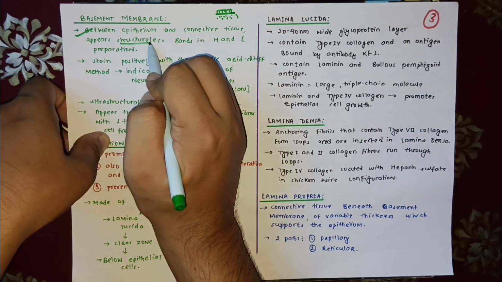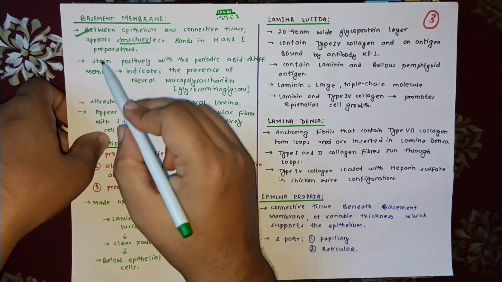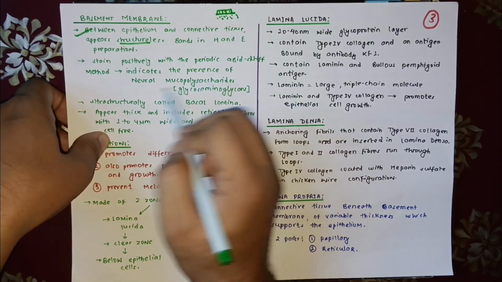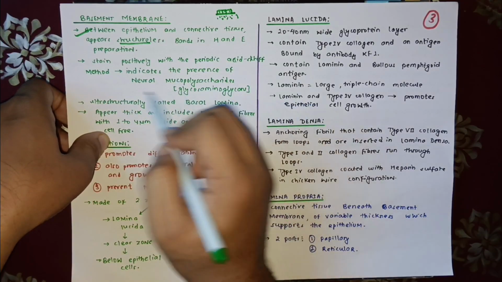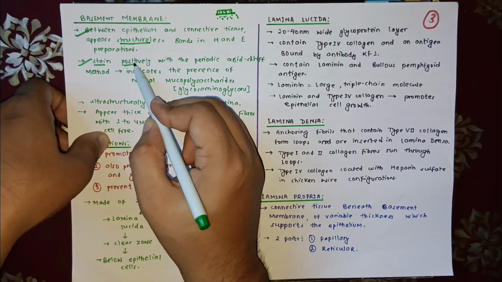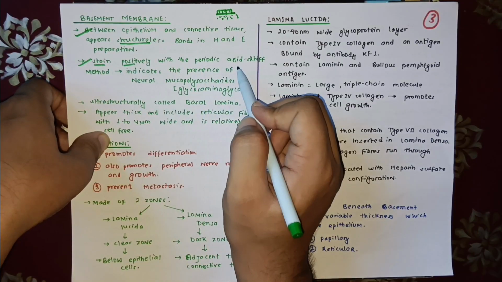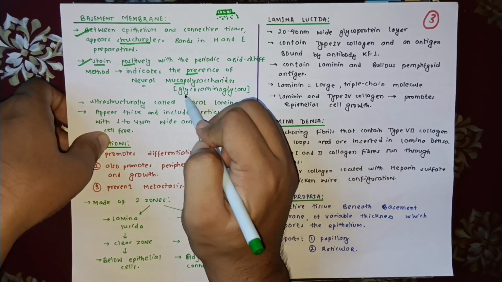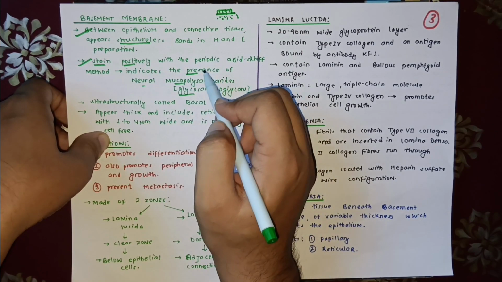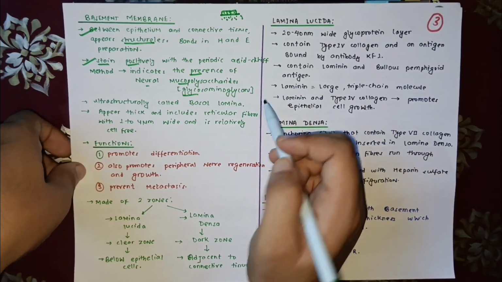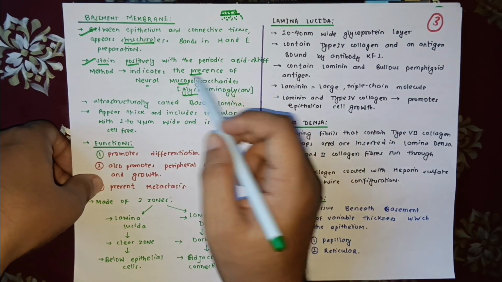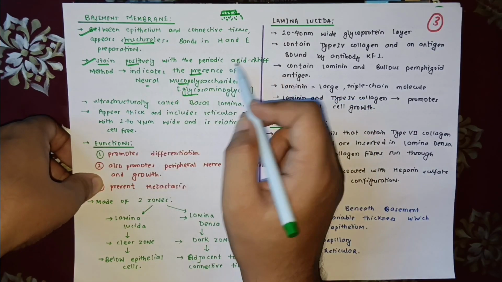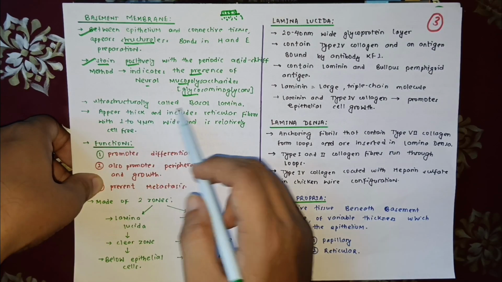It appears structureless in H&E stain and stains positively with the periodic acid-Schiff method, which indicates the presence of neutral mucopolysaccharide or glycosaminoglycan. This is important for MCQ questions. Due to the presence of this neutral mucopolysaccharide, there is positivity in this type of stain. Periodic acid-Schiff is a famous stain. Ultrastructurally, it is called the basal lamina.